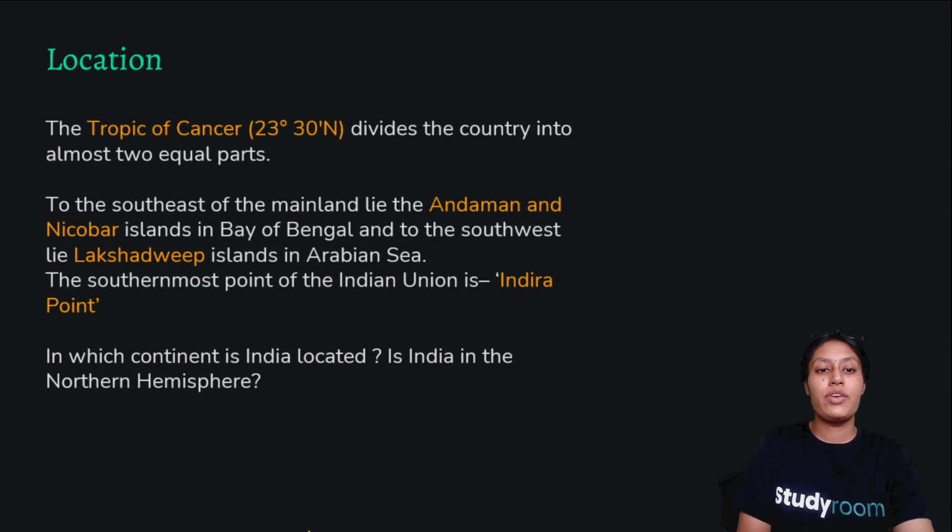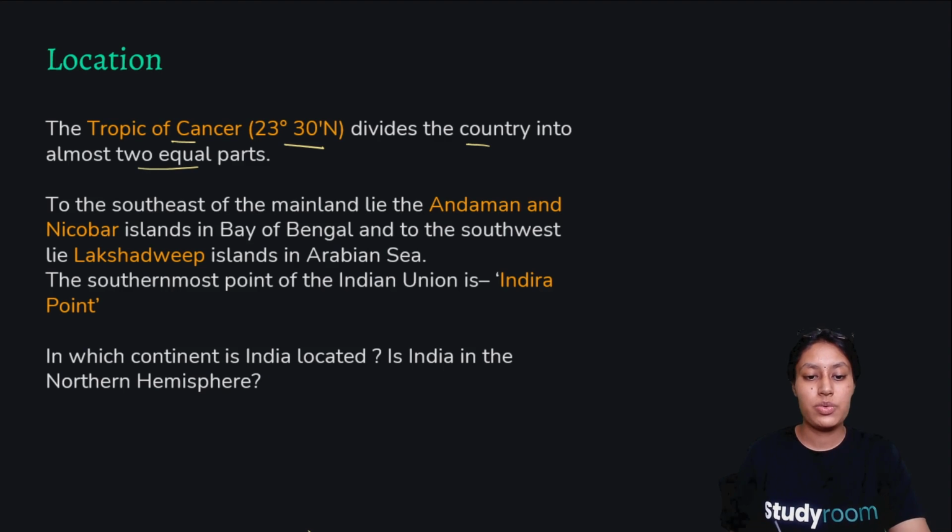Yes, moving on, our next point is the Tropic of Cancer, 23 degree 30 minutes north, which divides the country into two equal parts. As I was telling you, it divides our country into two equal parts. To the southeast of the mainland lie the Andaman and Nicobar Islands. So southeast we have the Andaman and Nicobar Islands.